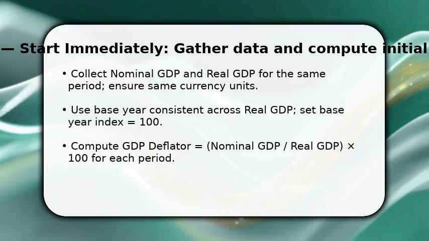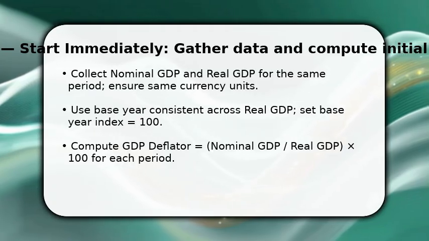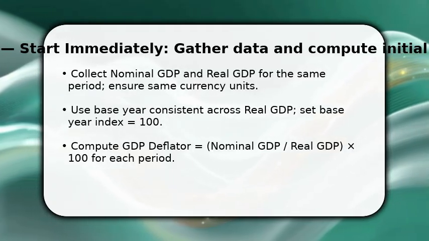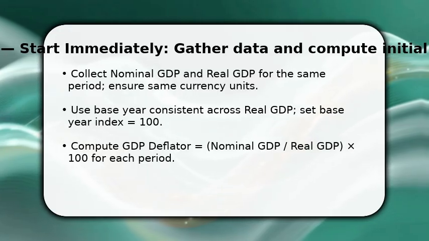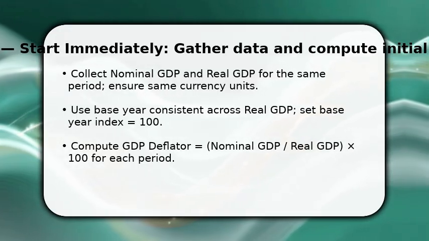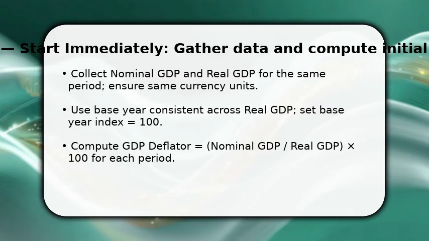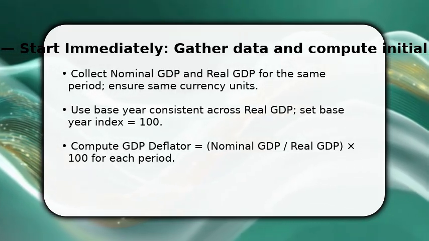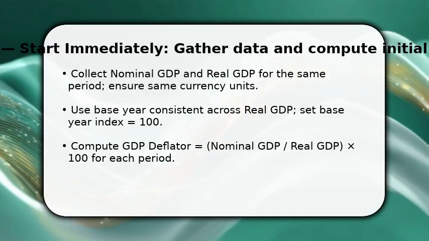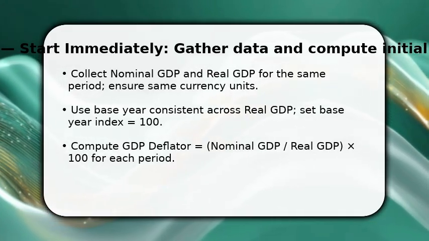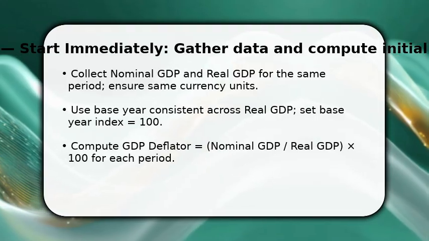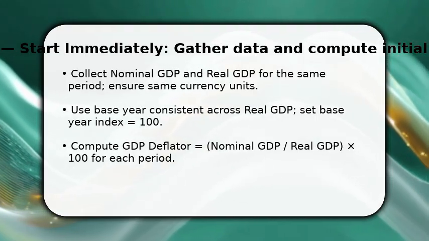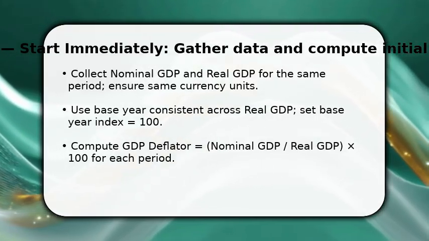You start by grabbing two numbers, nominal GDP and real GDP for the same period, same currency. Once you have them, make sure real GDP uses a single base year with index 100. This anchors comparisons. Then compute the GDP deflator as nominal divided by real, multiplied by 100. That yields an index where the base year equals 100. This step gives you a quick measure of price level changes.